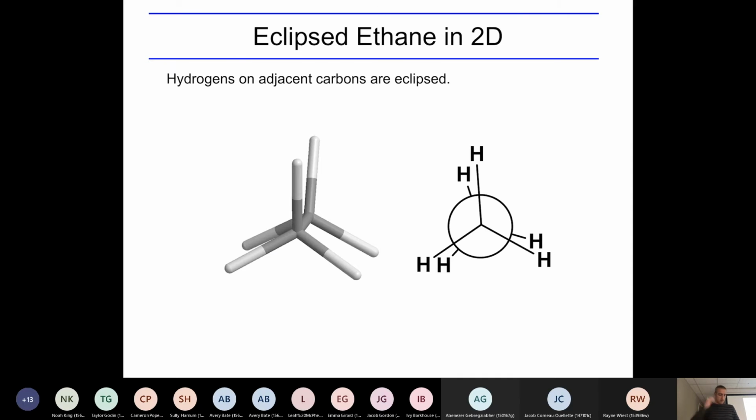So to convert this to a Newman projection, it's going to look something like this. And ideally, those hydrogens would be exactly overlapping with each other, but that makes it super messy looking. So what we usually do is just offset the back one by a few degrees, just so we can tell that they're sort of exactly in front of one another. Okay, so these are all eclipsed.